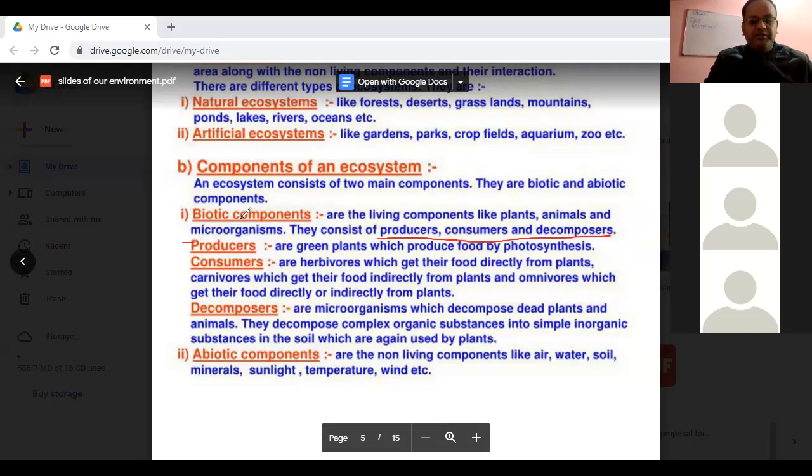Producers are definitely the green plants which produce food by photosynthesis. They are autotrophs. Consumers are dependent on the producers, or consumers are herbivores which get their food directly from the plants. And then there are the decomposers. Decomposers are the microorganisms which decompose plants and animals. Here, students, one further subdivision of the consumer is there, which is called primary consumer, secondary consumer, and tertiary consumer.